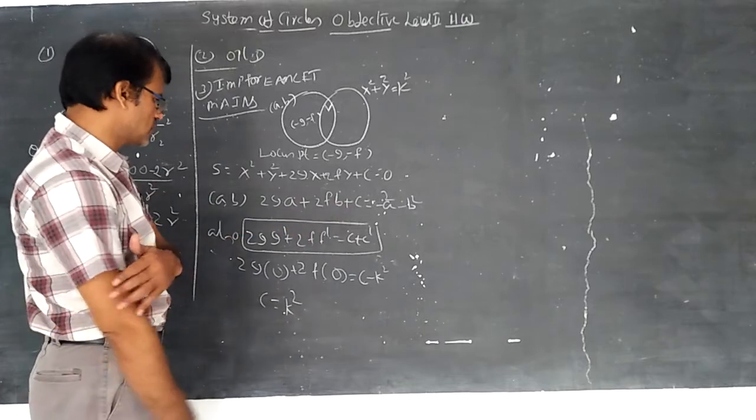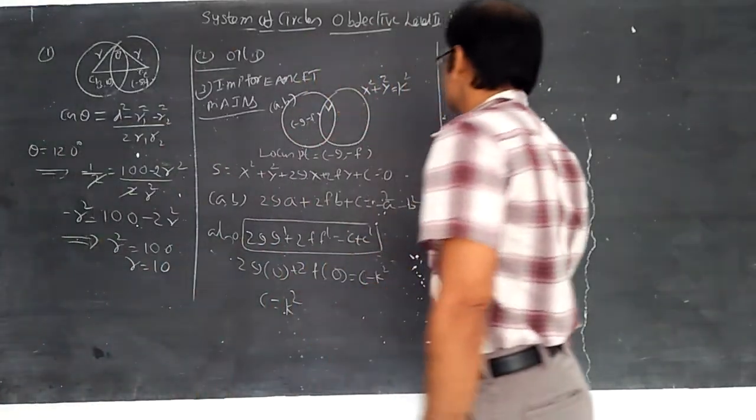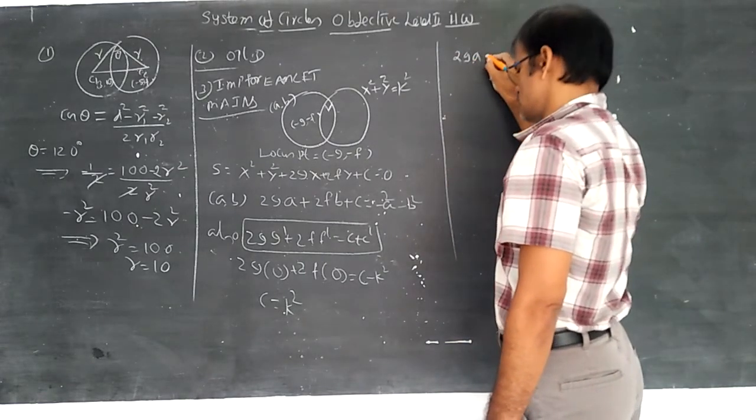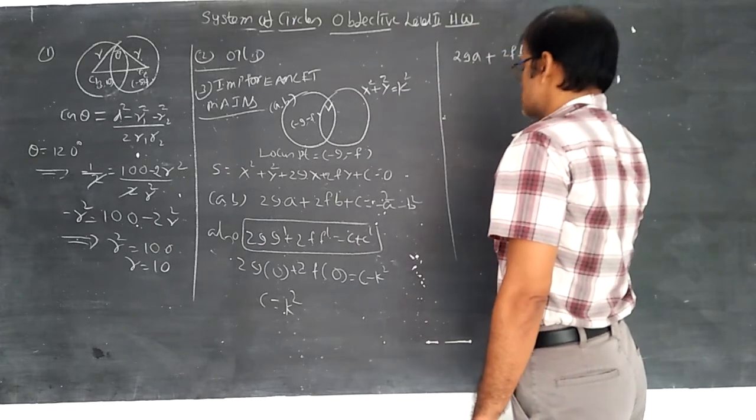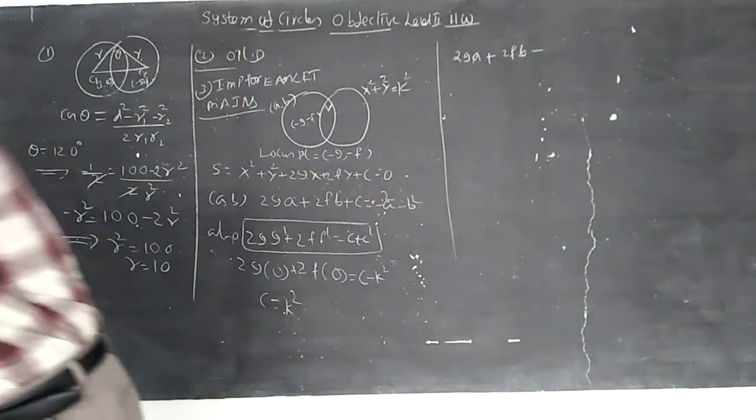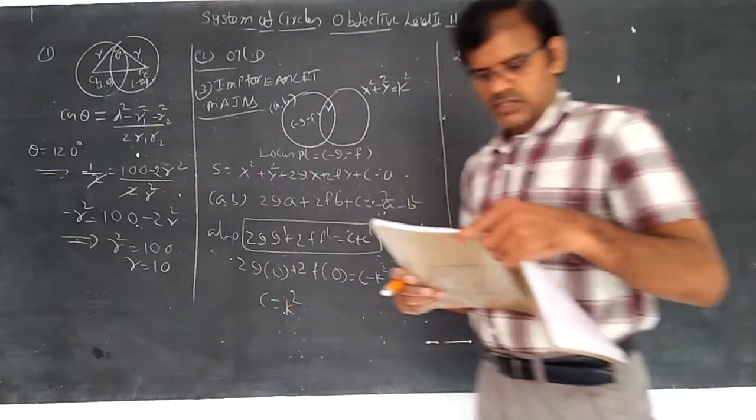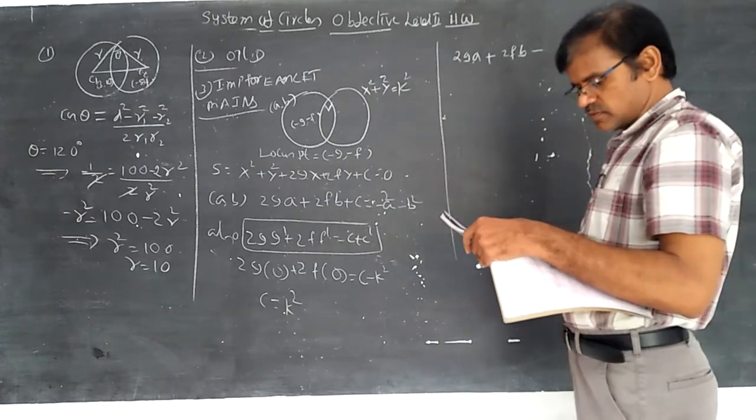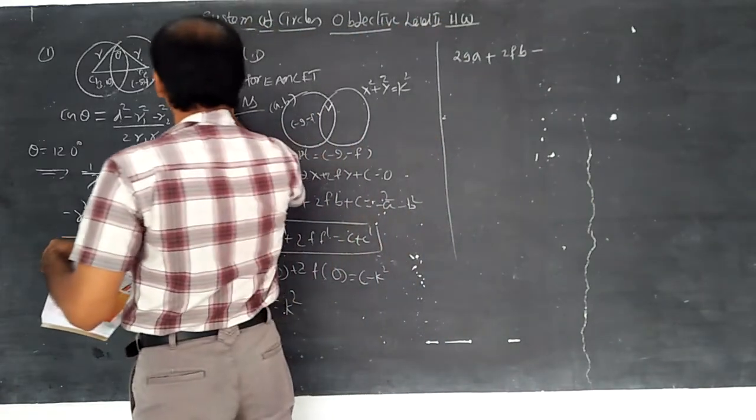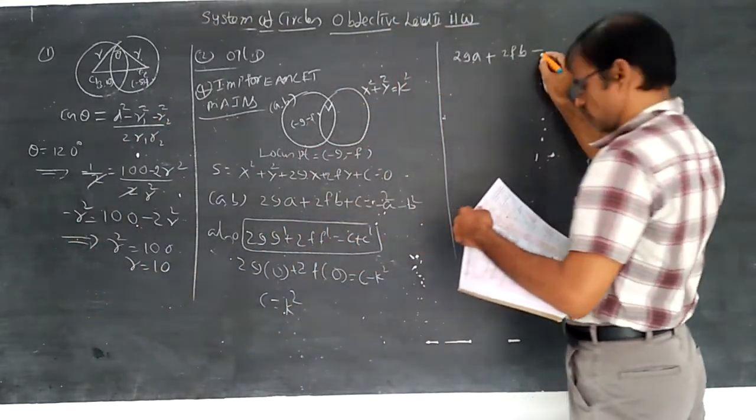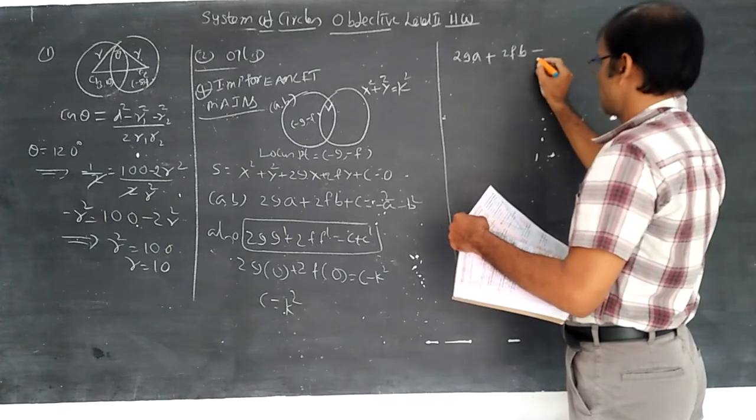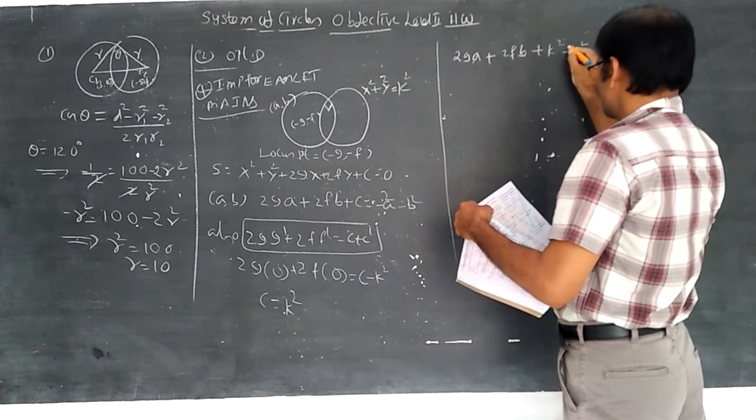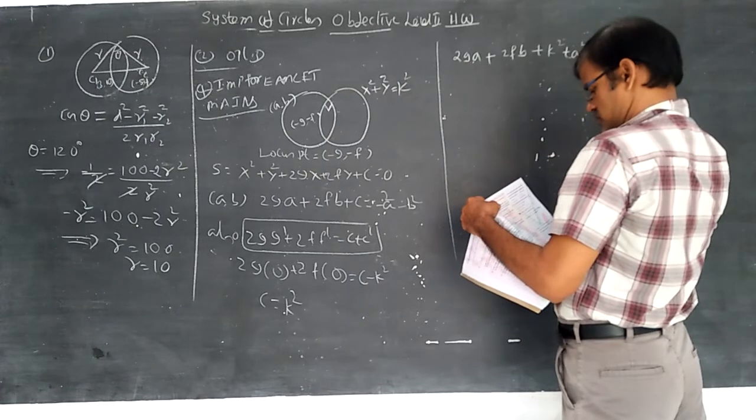Whenever instead of c you can write k square. You can write 2ga plus 2fb plus k square. I think we have already learned the question. This is passing through a comma b. I said we have learned this, it is the fourth question, students. Okay, 2ga plus 2fb plus c. Instead of c you write k square plus a square plus b square.